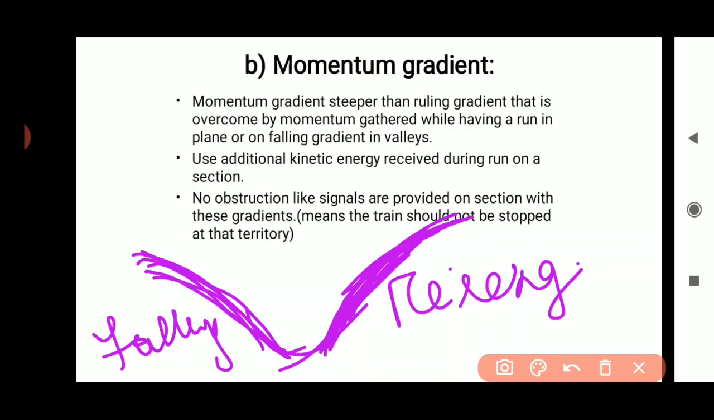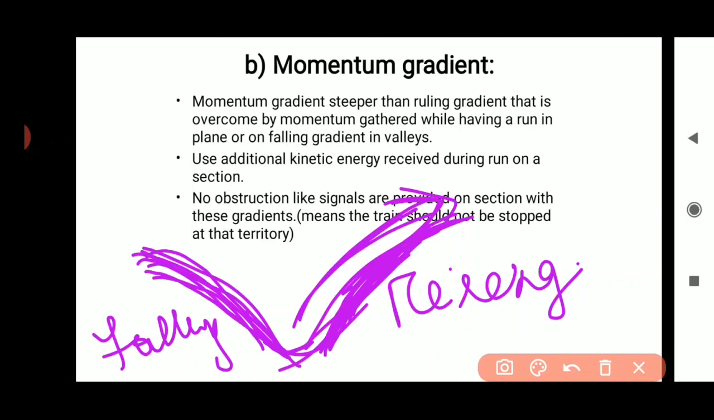To cross over the momentum gradient, the locomotive should have a sufficient momentum value, and that momentum the locomotive generally gets from running on the falling gradient. By using that momentum it can overcome this rising gradient, and this rising gradient is known as the momentum gradient.